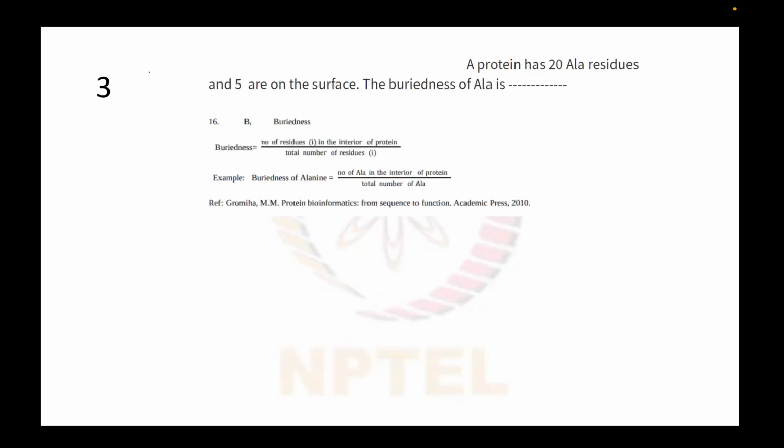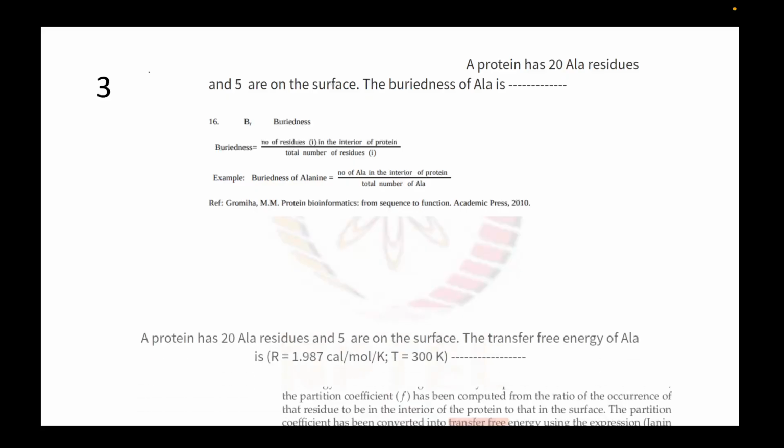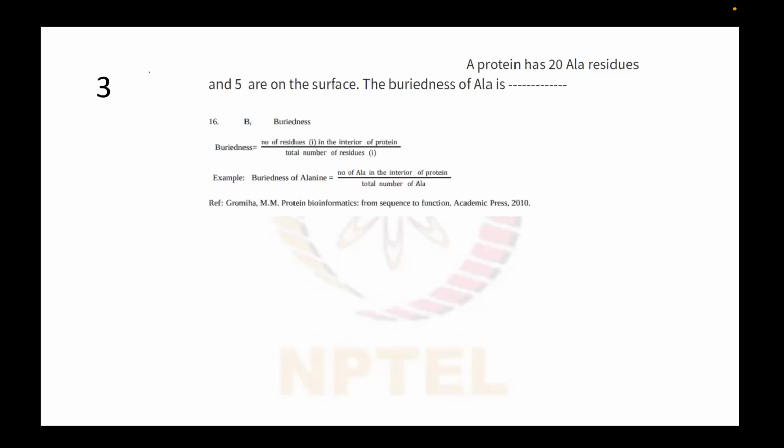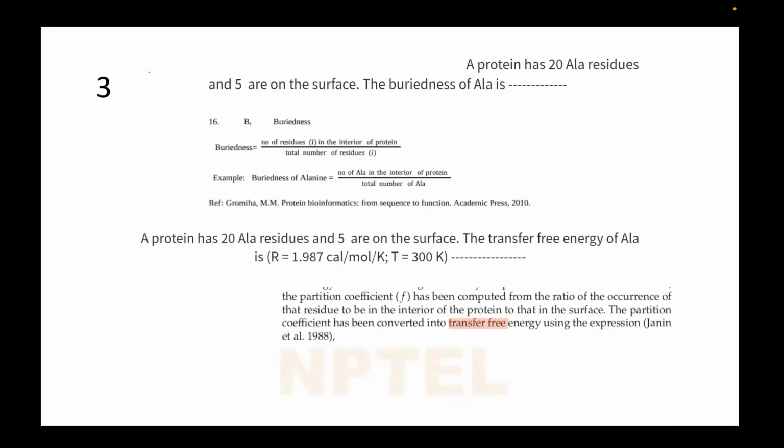Since out of 20 alanine residues 5 of them are surface, we have 15. So 15 divided by 20 gives the buriedness of the alanine.